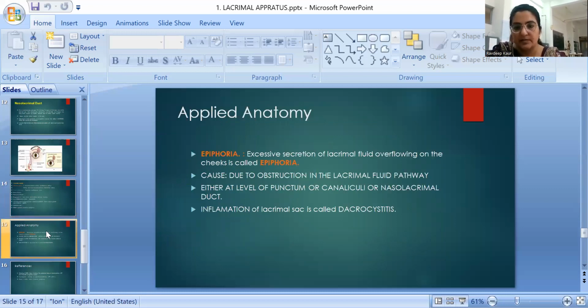These are the applied aspects related to the lacrimal apparatus. One clinical condition is called epiphora. What is epiphora? It is excessive secretion of lacrimal fluid, that is, the overflowing of lacrimal fluid onto the cheek. What is the cause of it? Obstruction in the lacrimal fluid pathway, either at the level of the punctum, canaliculi or nasolacrimal duct. Inflammation of the lacrimal sac is called dacryocystitis.